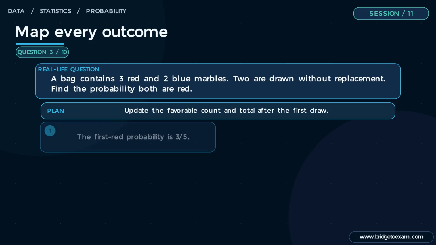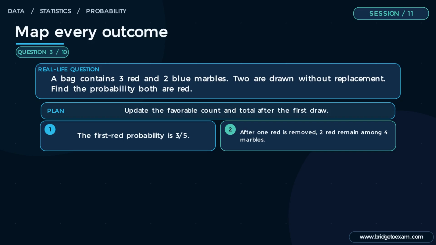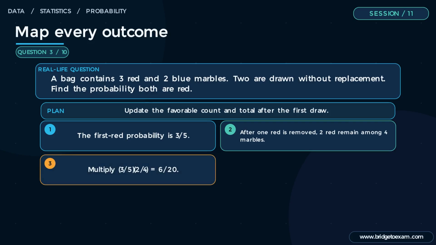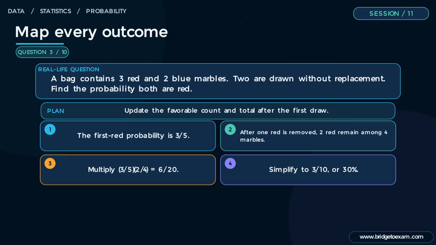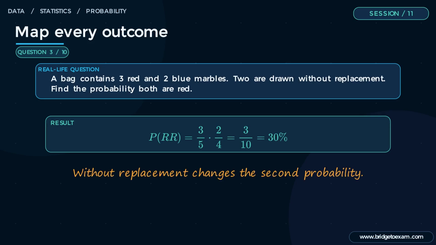Step 1. The first red probability is 3/5. Step 2. After 1 red is removed, 2 red remain among 4 marbles. Step 3. Multiply. 3/5 times 2/4 equals 6/20. Step 4. Simplify to 3/10 or 30%. Quick check. The second probability must be 2/4, not 3/5, because the bag changed. This matters in real life because without replacement models describe sampling items for inspection or selection.